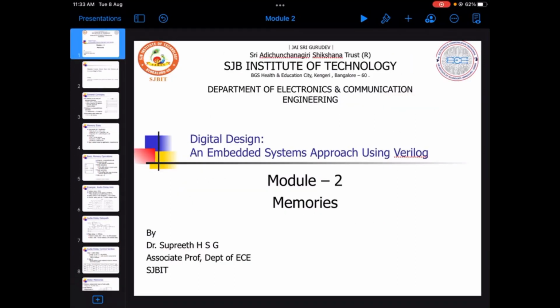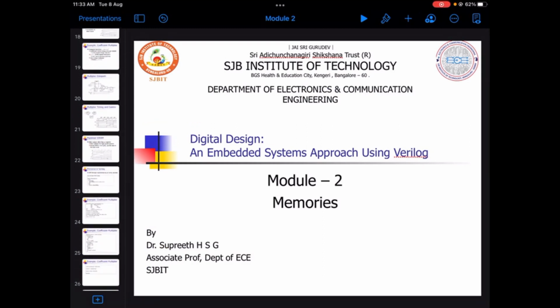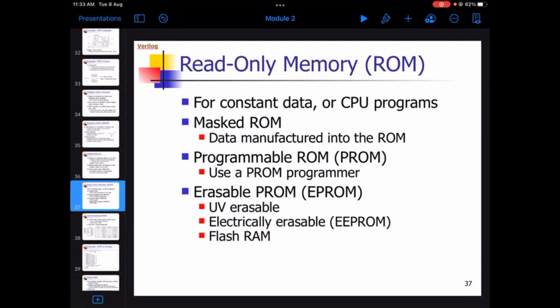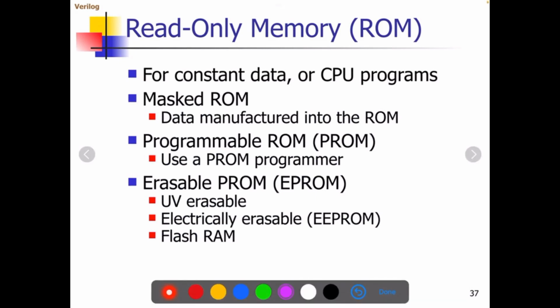In today's class we will be seeing some more different types of memories, like ROM. In the previous class we discussed RAM, random access memory. Today we will be going through ROM, which is another type of memory. Unlike RAM, it is not possible for us to write our data into the memory. That's why this is called read-only memory. We can only read the contents of the memory. That's why these types of memories are suitable for keeping the CPU programs.